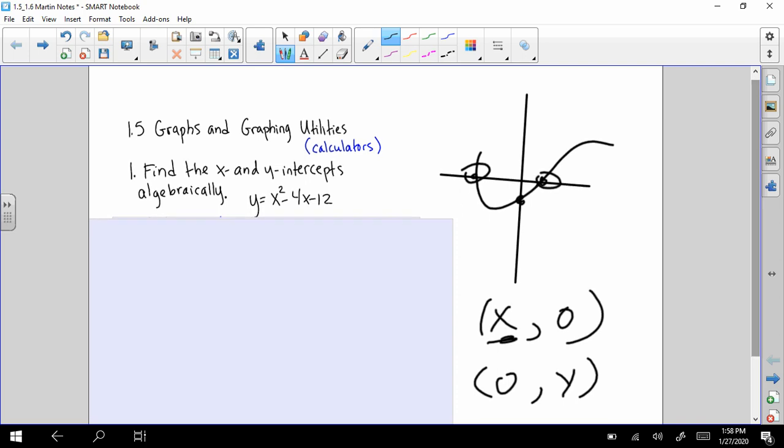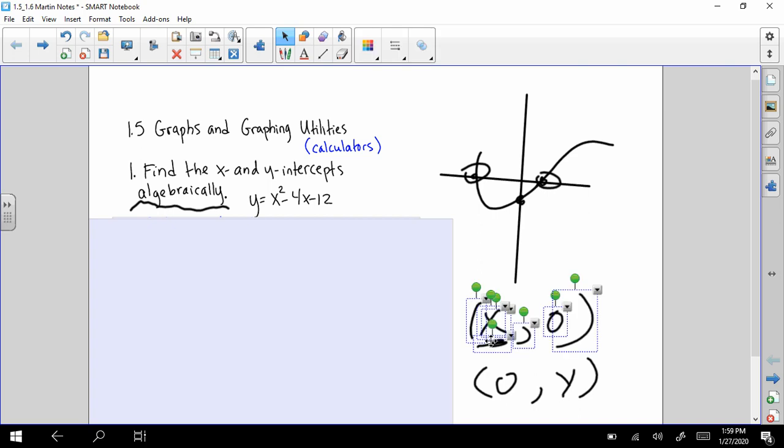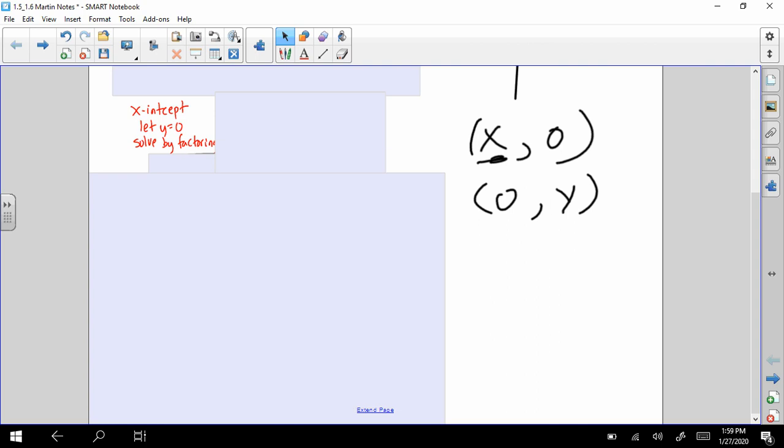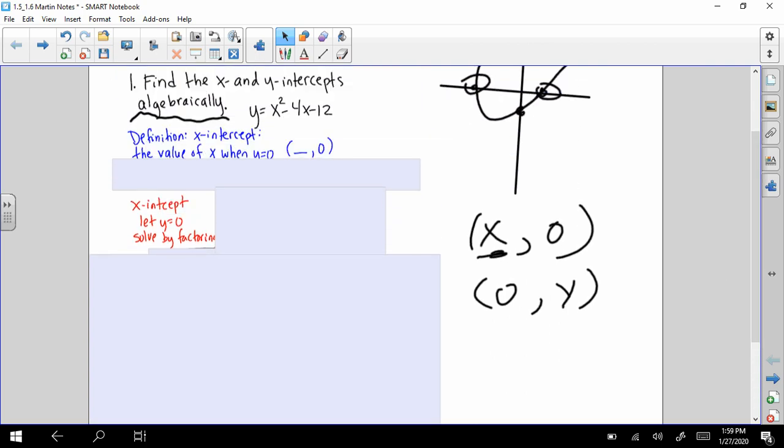So find the x and y intercepts of the following function right here: y equals x squared minus 4x minus 12, algebraically. That means with your pencil and your paper, and you grinding out what you need to grind out. The way you're going to handle that, if you want to find the x-intercepts, you're going to have to make the y become what? 0, correct? So when you make the y become 0, you're probably going to be able to solve by factoring. Okay?